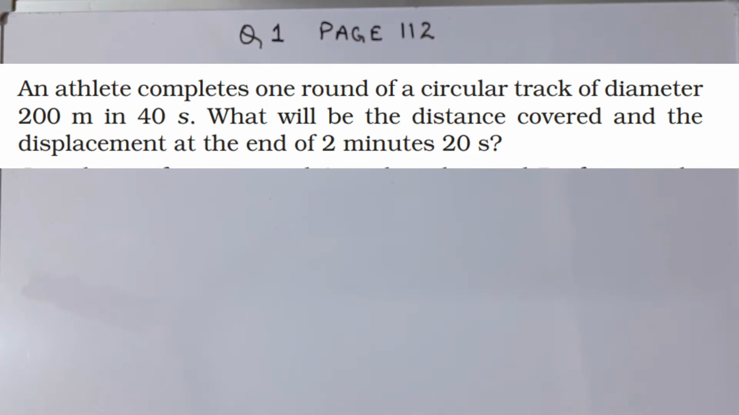This is question number 1, page 112. An athlete completes one round of a circular track of diameter 200 meter in 40 seconds. What will be the distance covered and the displacement at the end of 2 minutes 20 seconds?